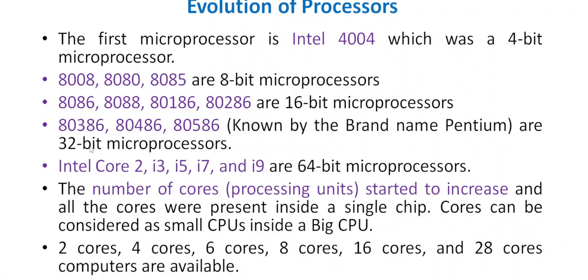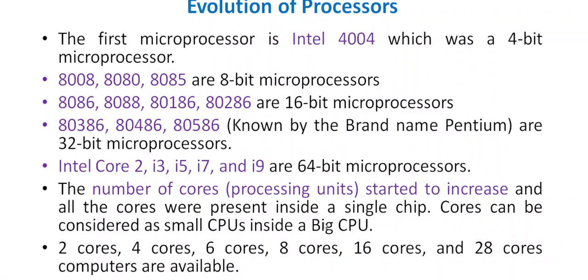The next series, the 32-bit microprocessors, are 80386, 80486 and 80586, and the brand name for the 80586 is Pentium. The next series of microprocessors are Intel Core 2, Dual Core, i3, i5, i7 and i9. They are considered 64-bit microprocessors, and the number of cores has also increased.